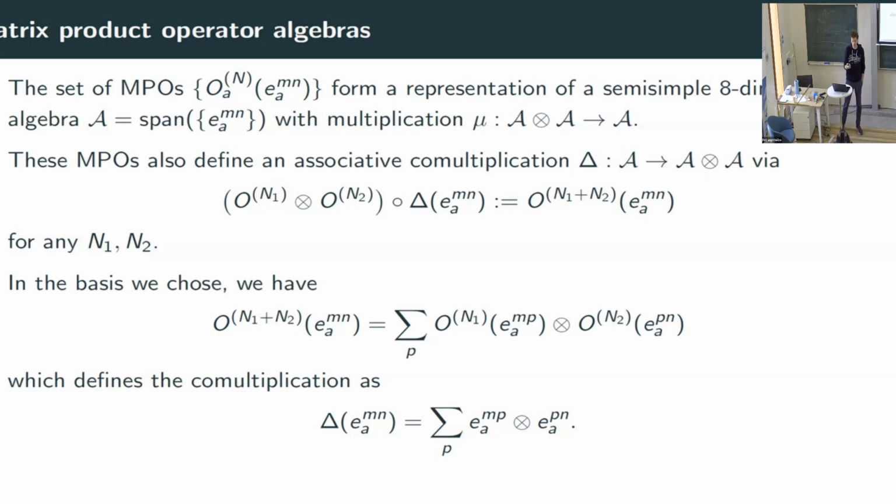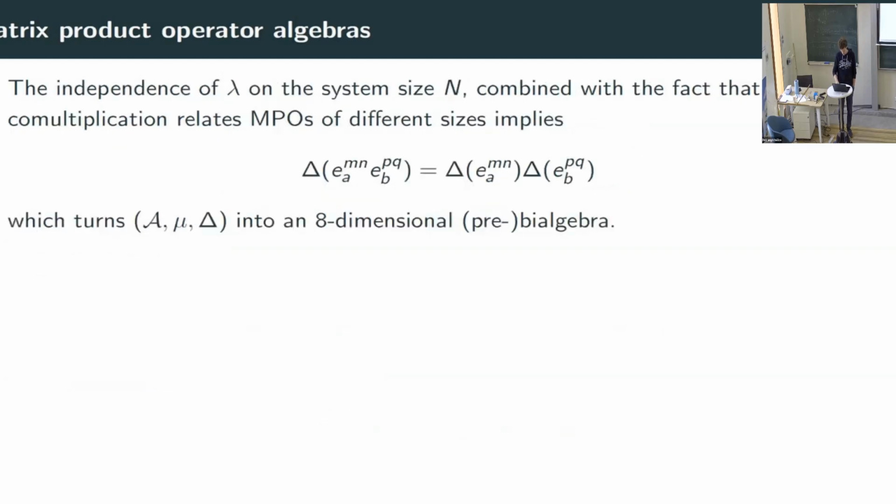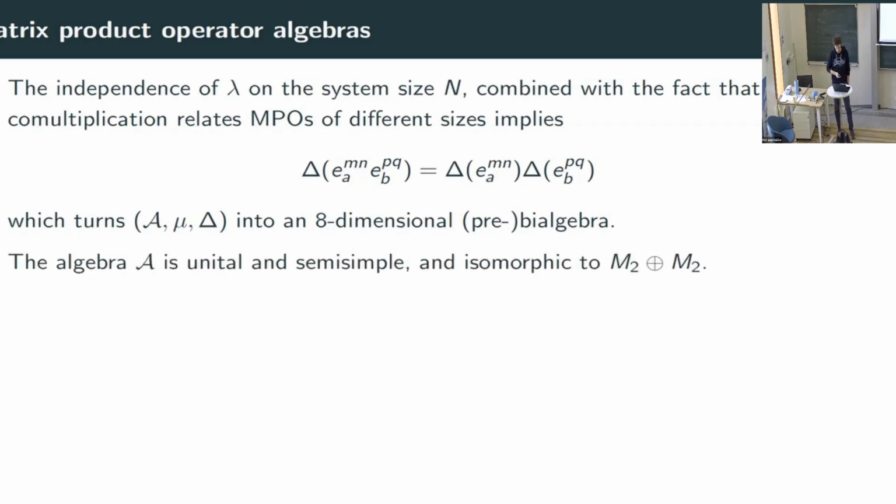This co-multiplication is basically the dual of normal matrix multiplication. So the fact that this multiplication is independent of system size, combined with the fact that this co-multiplication is essentially relating matrix product operators of different sizes, implies that this co-multiplication and multiplication are compatible, so they satisfy this. And this turns this algebra with the multiplication and co-multiplication into an 8-dimensional bialgebra. I wrote pre-bialgebra there because as an algebra, this thing has a unit, but as a co-algebra, actually, this thing does not have a unit.